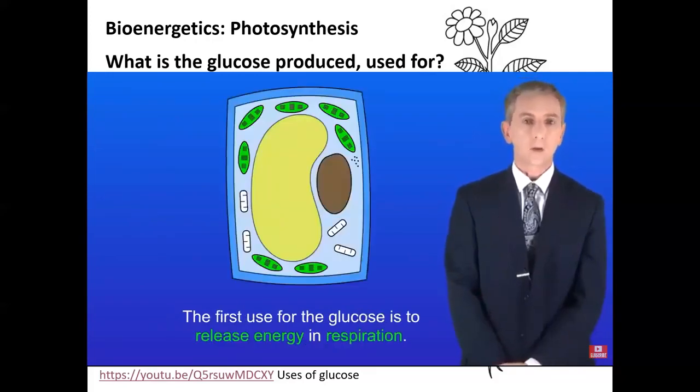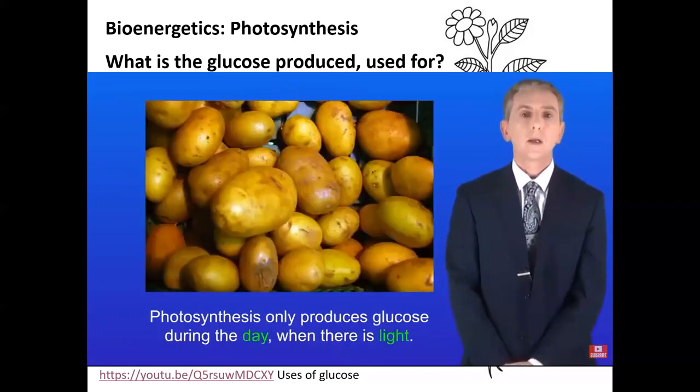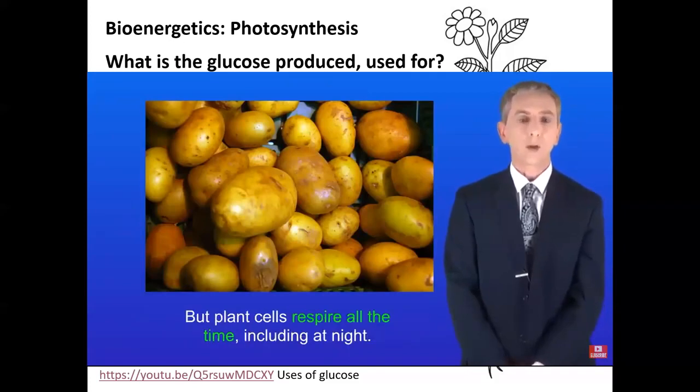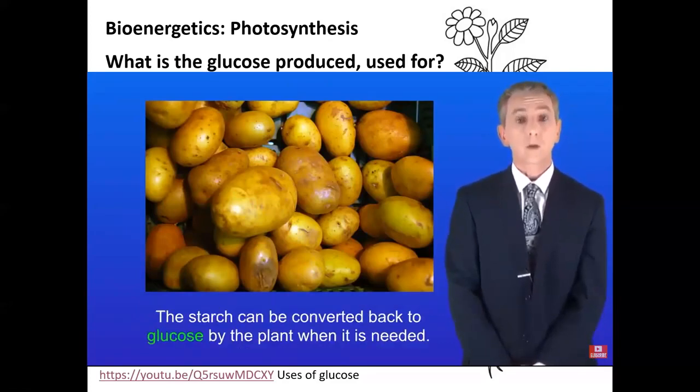The first use for the glucose is to release energy in respiration. Remember that respiration takes place in the mitochondria, and I'm showing you those here. Now remember that photosynthesis only produces glucose during the day when there's light. But plant cells respire all the time, including at night. So the second use of the glucose produced by photosynthesis is to produce the insoluble storage molecule starch. The starch can be converted back to glucose by the plant when it's needed, for example at night.